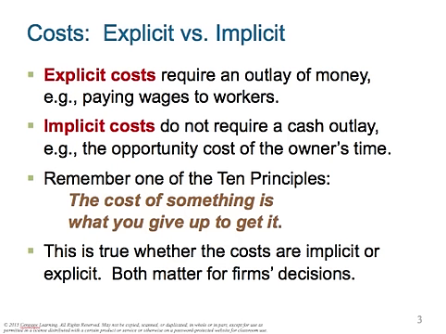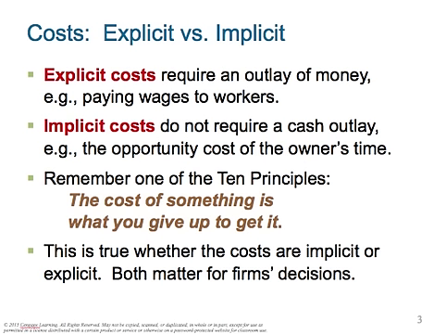Now, we need to really define costs here. There are 2 types of costs, explicit and implicit. Explicit costs require an outlay of money, for example, paying wages to workers. Now, implicit costs do not require a cash outlay. For example, the opportunity cost of the owner's time. So if you take time to produce one car versus another, that's an opportunity cost. Or you take time to produce cars versus producing refrigerators. Those are opportunity costs. You make a conscious choice to produce one over the other.